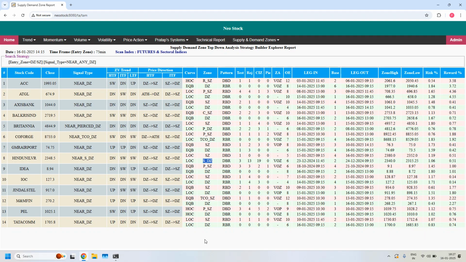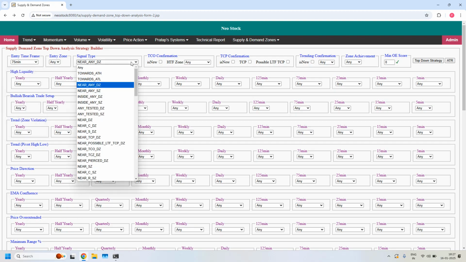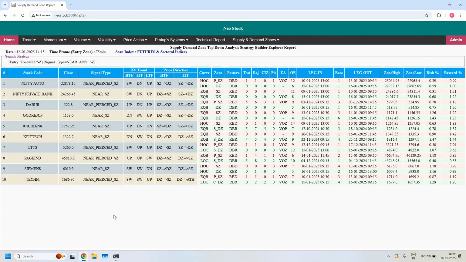Okay, next 75 minutes time frame. Let us find the stocks near to the 75 minute supply zone. We got 10 stocks. Let's identify high liquidity zones from this list, supply zones. So we don't have any high liquidity supply zones from this list. We identified only 2 high liquidity zones today. One is a daily demand zone, Wipro, and another one is 75 minutes demand zone, HUL, Hindustan Unilever.